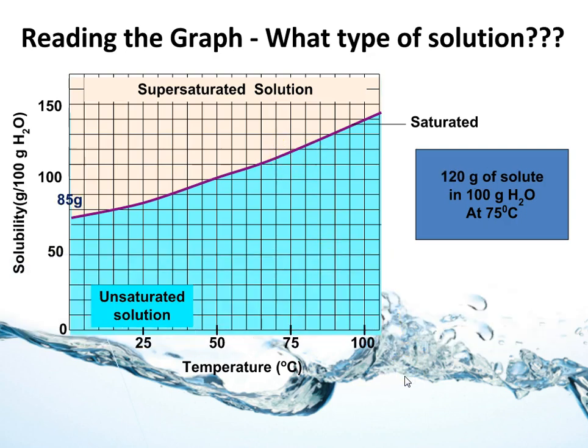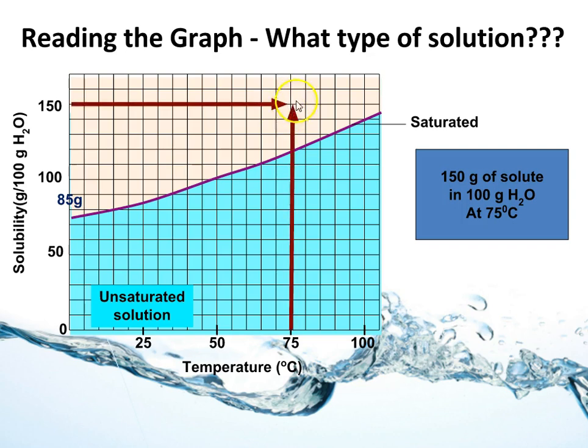What about this one? Go ahead and pause the video. Is this supersaturated, saturated, or unsaturated? At 75 degrees Celsius, and we have 120 grams dissolved. That's right on the line, and so that would be a saturated solution. Okay, how about this one? Go ahead and pause the video and figure this one out. 150 grams of solute is all the way up here, and again at 75 degrees it would be right in here, and that is above the line, and so it's supersaturated.